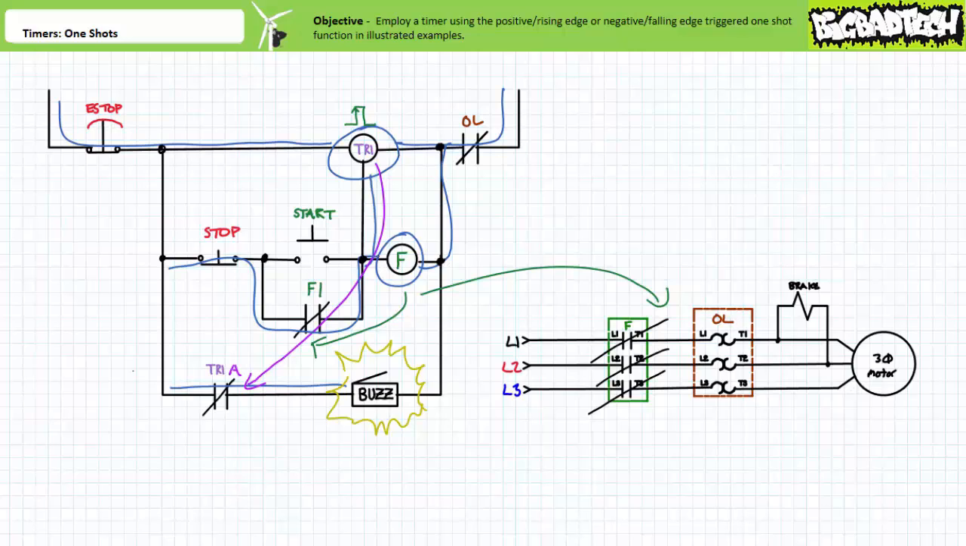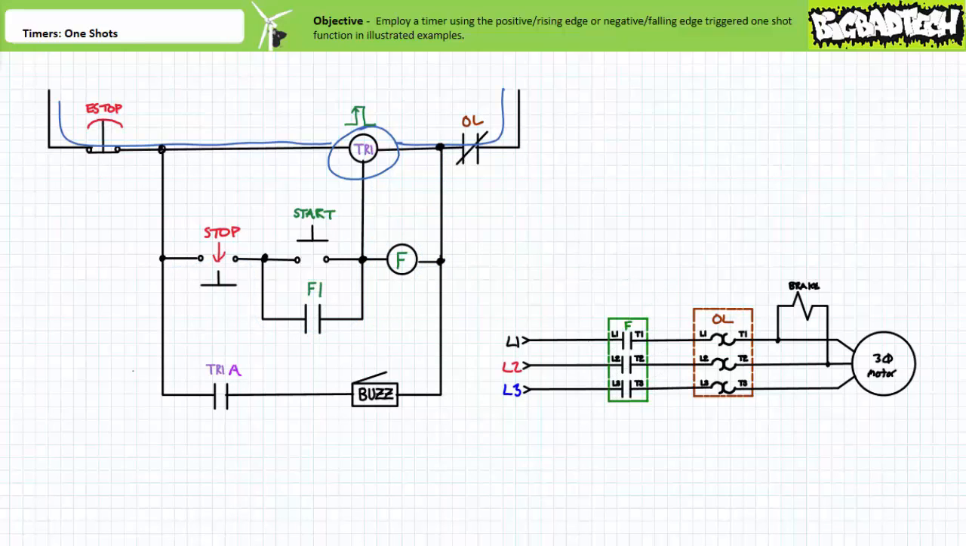After a period of 3 seconds, the timer relay executing the positive edge triggered one-shot returns the associated contacts to their deactivated states. Contact TR1A opens and the buzzer turns off after 3 seconds. The motor continues to run after having given an audible alarm for 3 seconds at the start of a process. Opening the stop button would serve to de-energize the F contactor coil and the timer relay controlling input. When an operator releases the stop button, we return to the start state of the system.